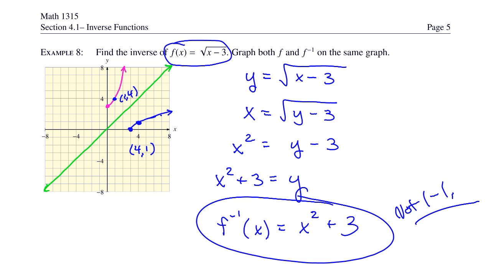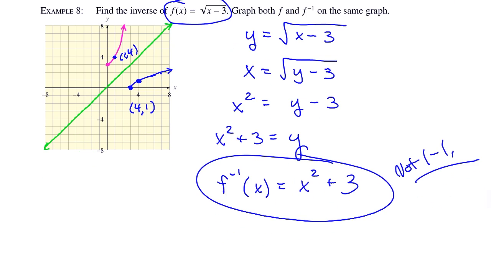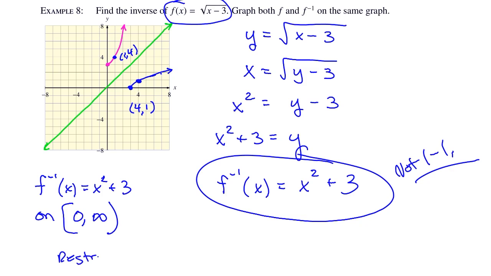We have to specify that algebraically, though. And the way we do that is the following. We say that f inverse of x is equal to x squared plus 3 on, and then we have to give a restricted domain. And that domain is the set of x's here. So the x's are going to start at x equals 0 and go off to the right. So that's 0 to infinity. They call this restricting the domain.